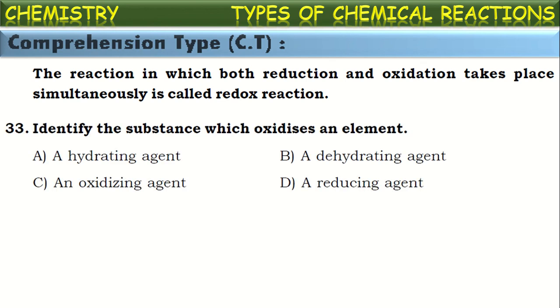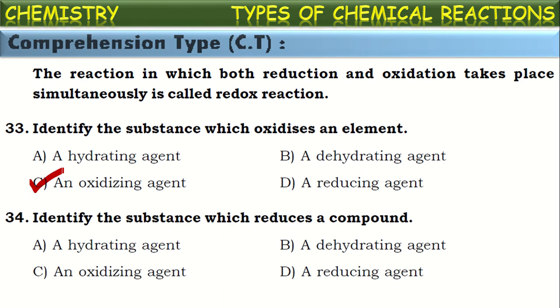Now see the first question among those. Identify the substance which oxidizes an element. So the substance which oxidizes other substances either by giving oxygen or by taking hydrogen atoms is called an oxidizing agent. The substance which makes the other substances oxidize is called an oxidizing agent.